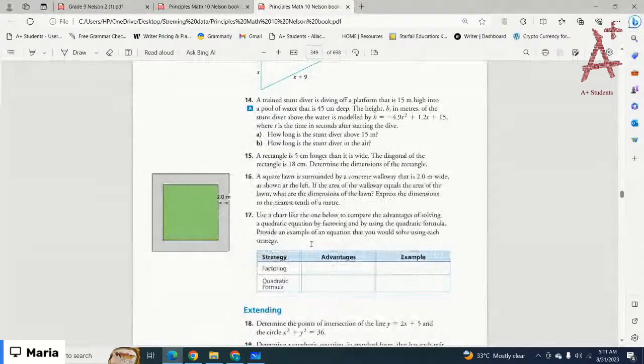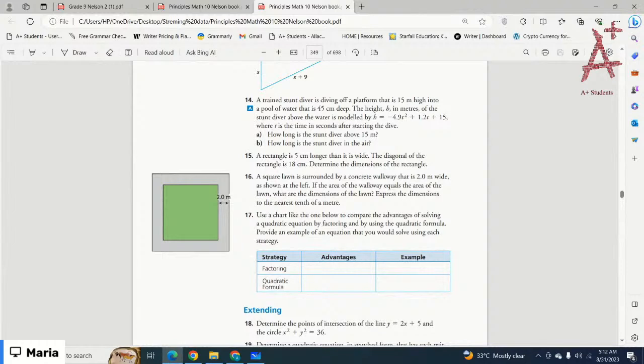The next one is question number 16. A square lawn is surrounded by a concrete walkway that is 2.0 meters wide, as shown. If the area of the walkway equals the area of the lawn, what are the dimensions of the lawn? Express the dimensions to the nearest tenth of a meter. Okay, for example, x is the side length of the lawn, right? Then the area would be x times x, that is x square.